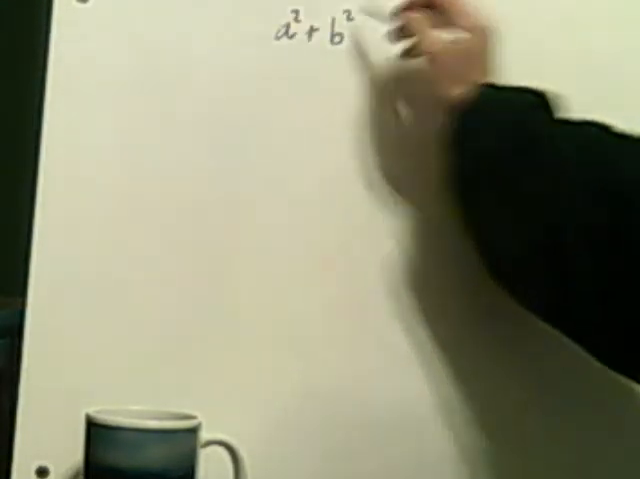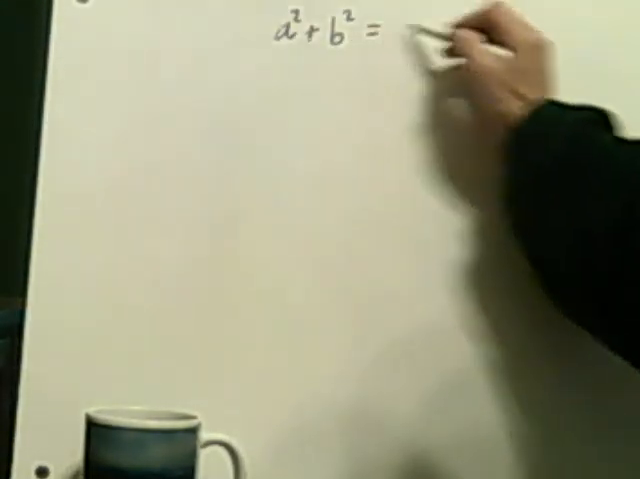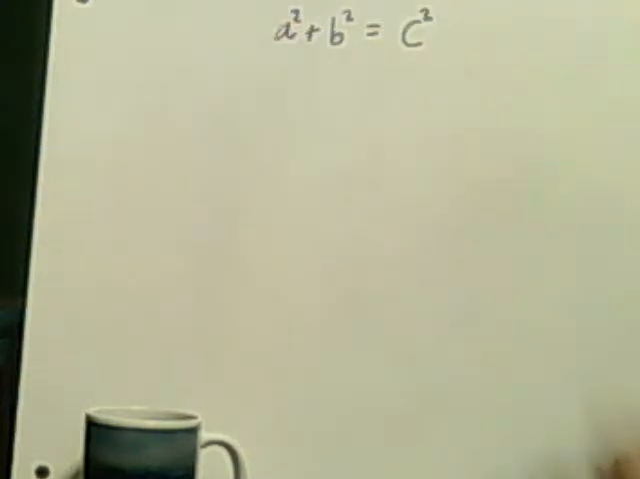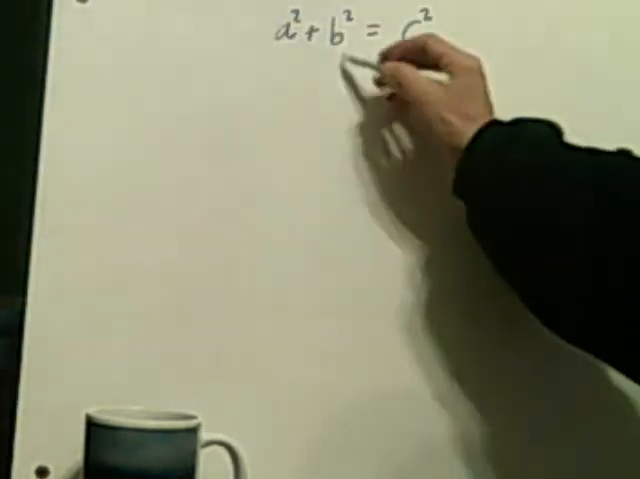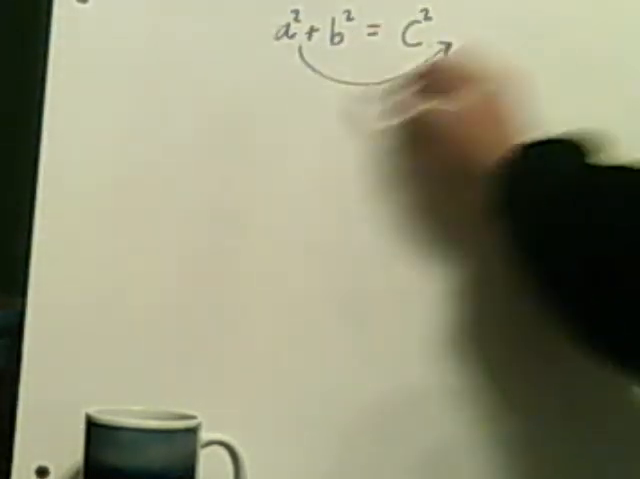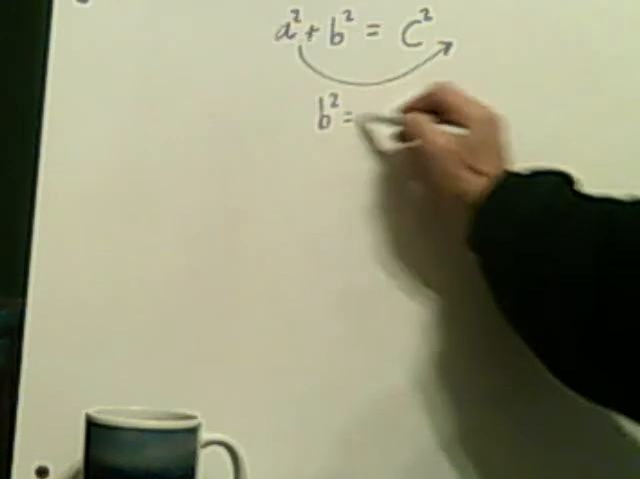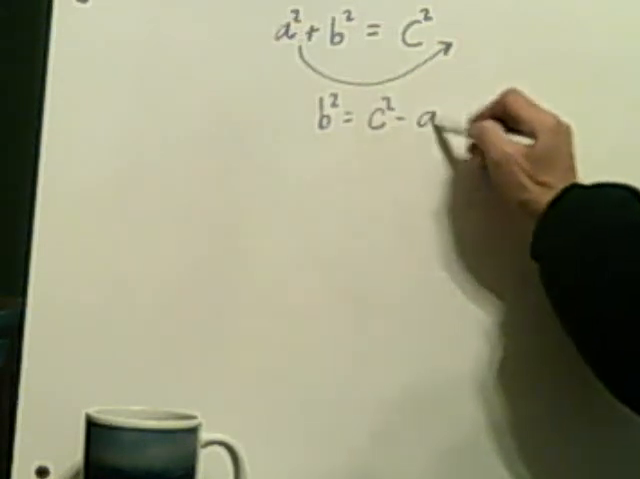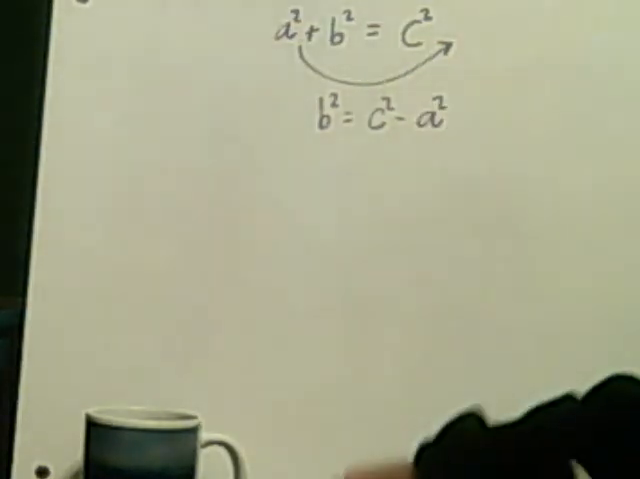Okay, number 6. Let's try this one. A squared plus B squared equals C squared. That looks a little bit familiar. That would be the Pythagorean theorem if it was a triangle. But we're going to solve it for B squared. So we're just going to move the A squared to the other side. B squared is equal to C squared minus A squared. Okay? Now let's go to number 8.